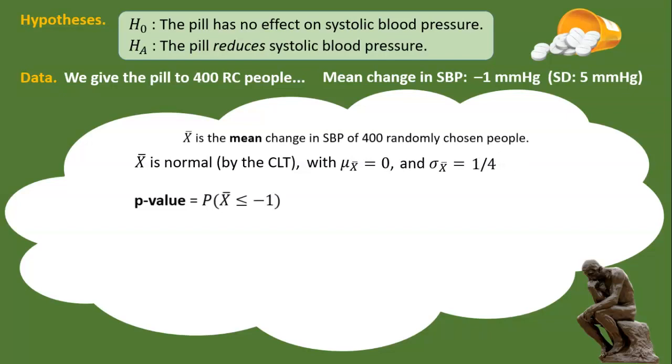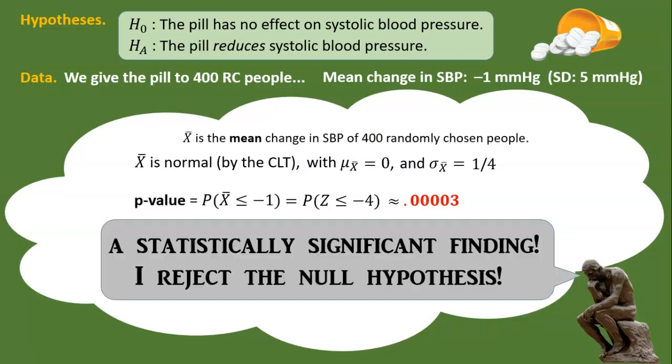Now we're in business. The p-value is the probability that x bar is less than -1. But x bar is a normal random variable, so we can standardize this and rewrite it as the probability that z is less than or equal to -4, since -1 is 4 standard errors below the mean of 0. Wolfram Alpha tells me that this probability is about 0.00003. Very, very low. If the pill has no effect, we'd expect to see results like ours only 3 times in every 100,000 experiments. It's enough to make the thinker break out of his reverie and blurt out, "A statistically significant finding! I reject the null hypothesis!"